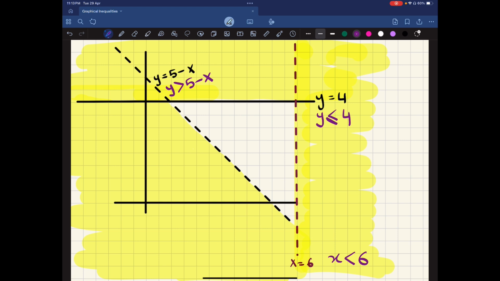So the triangular region that satisfies the 3 inequalities is represented by these 3 inequalities.